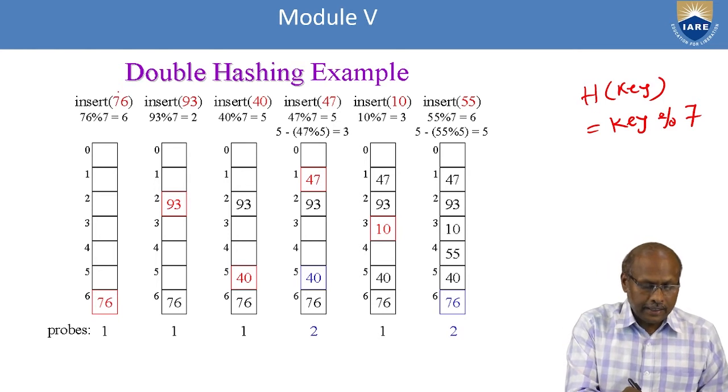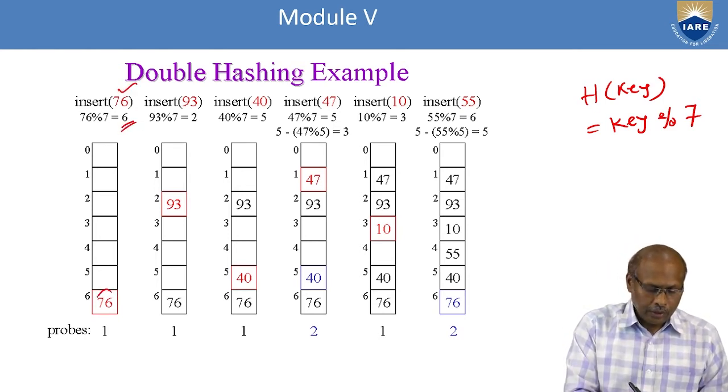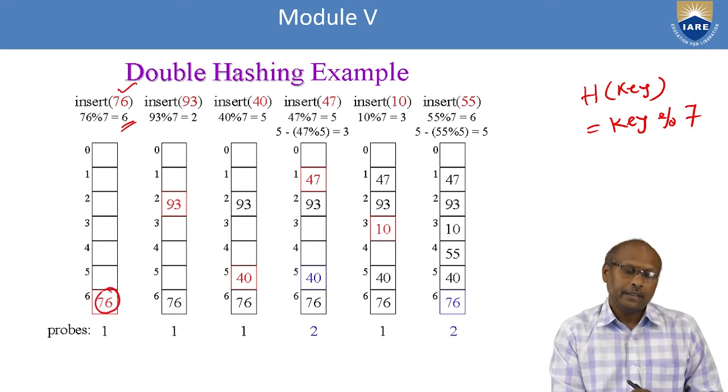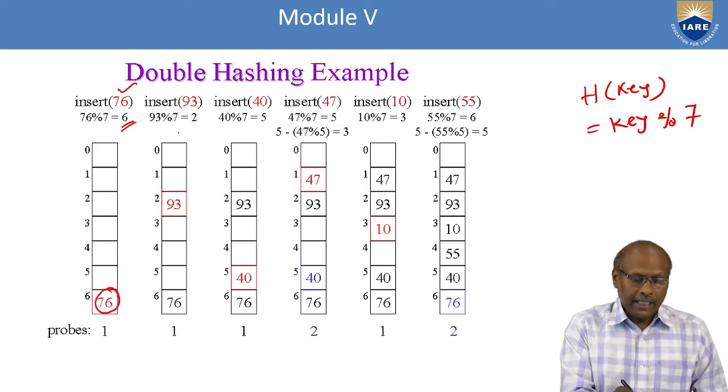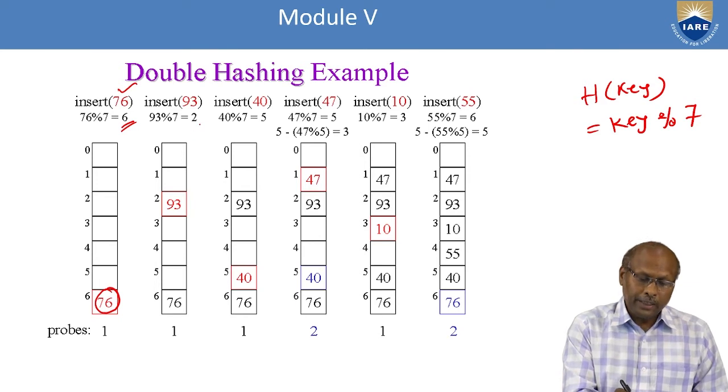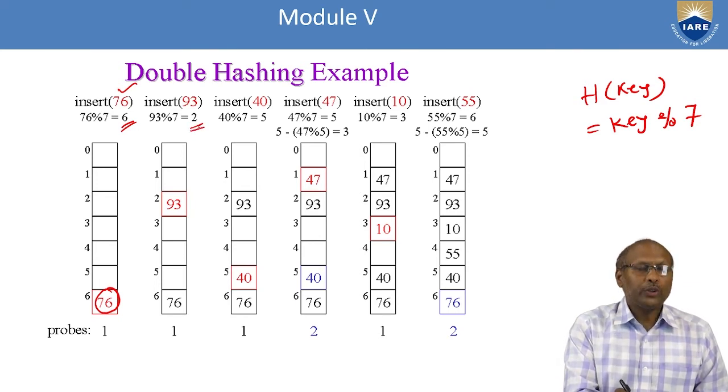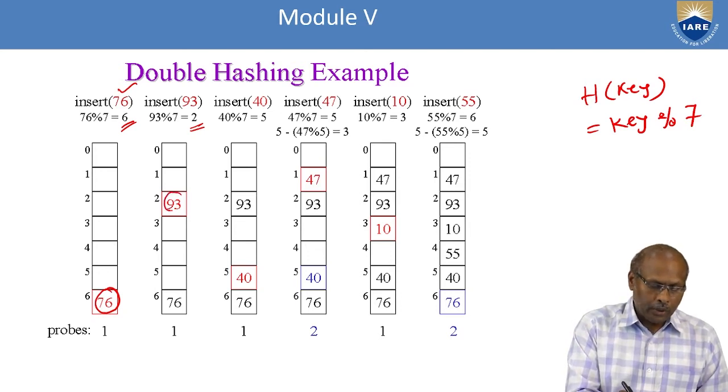So my key is 76. 76 modulus 7, how much? 6. So I'll go to the 6th place and store. So 76 is stored at the 6th place. Next, 93. 93 modulus 7, how much? That is 2. So I'll go to the 2nd place directly and store. So 93 will be stored in the 2nd place.